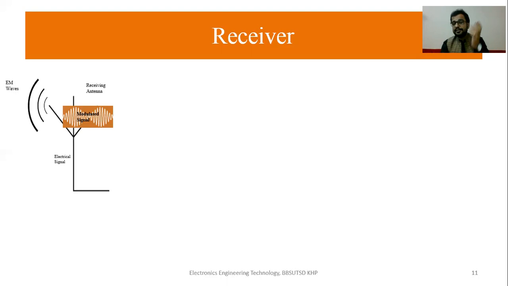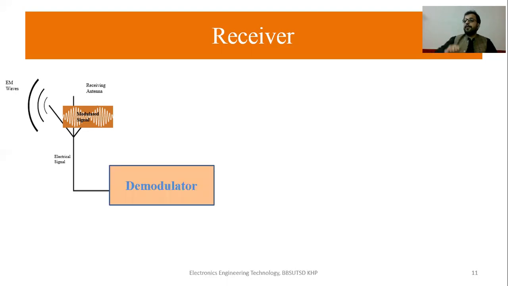Now the EM wave is received, and the antenna converts that received EM wave into a modulated electrical signal. So now we have a need of a demodulator.